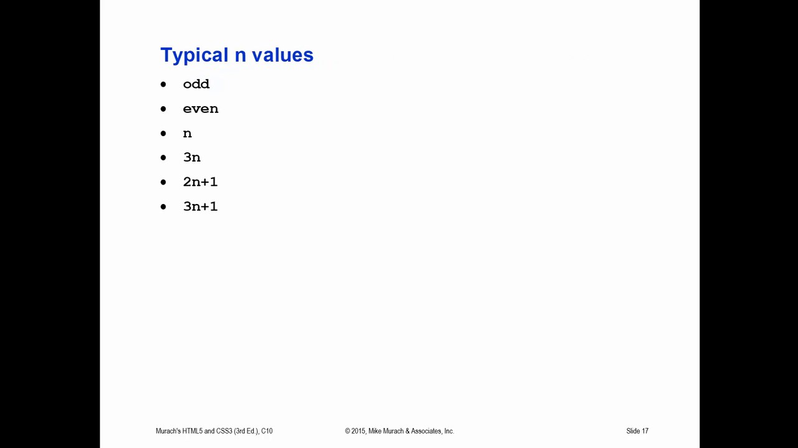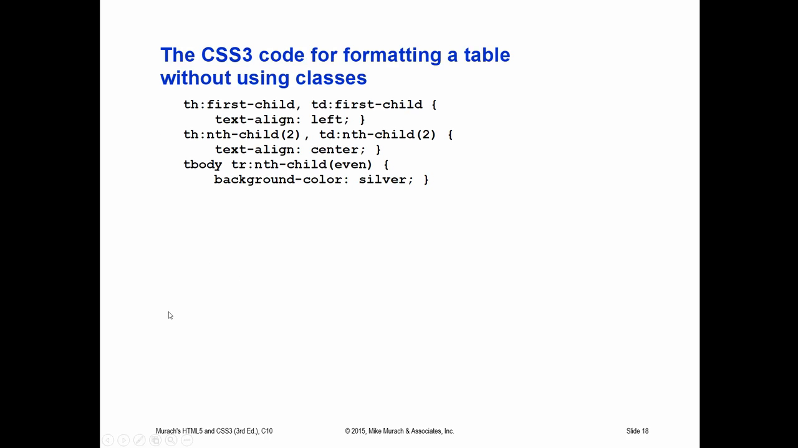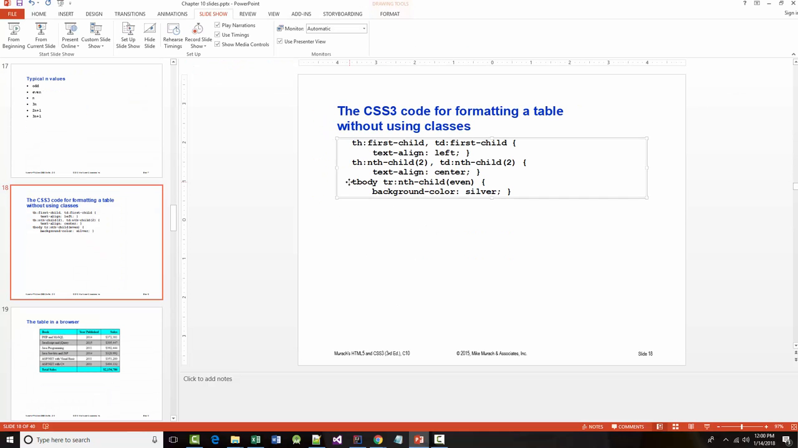So, typical values you use for these. Odd for every odd element, even for every even element, n for the nth child, so if you want to count one, 2n, which is the same as even, 3n, which is every third, 2n plus 1, which is the same as odd, and 3n plus 1, which is every third child. Now, most people find this to be very confusing. I want to grab a line that they actually have in here, this line right here.